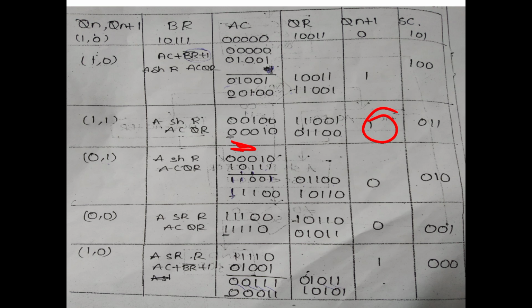So don't forget, all of you. Here, how to find the Qn plus 1: the first Qn plus 1 is 0. Initially Qn plus 1 is 0. Then 0, next Qn plus 1 is 1, next is 1, next is 0, next is 0, next is 1.